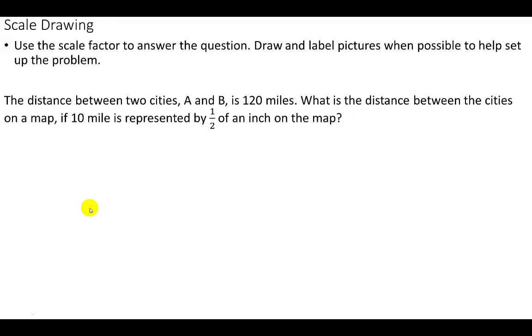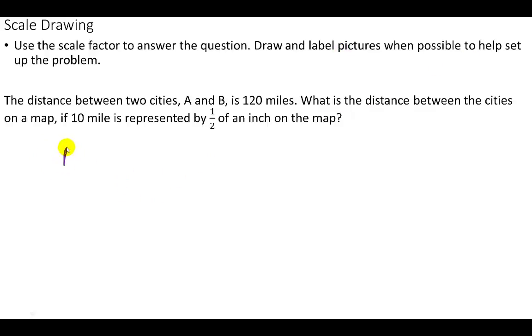We need to use the scale factor to answer the following question. The distance between two cities, A and B, is 120 miles. What is the distance between the cities on a map if 10 miles is represented by half of an inch on the map? Well, it says to draw and label pictures when possible to help set up the problem.